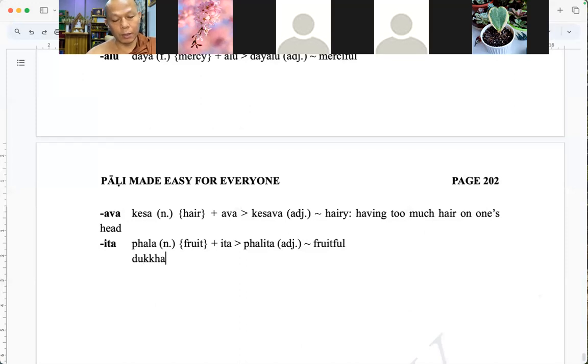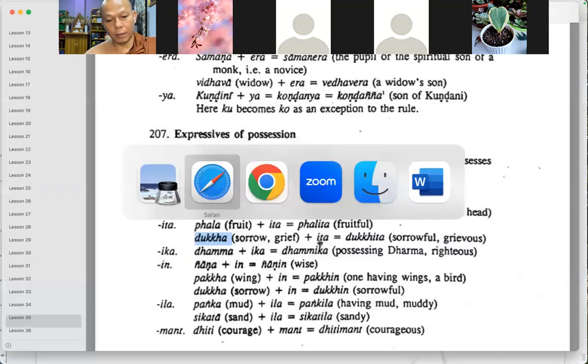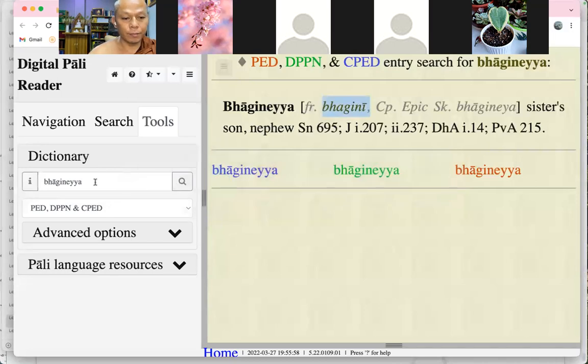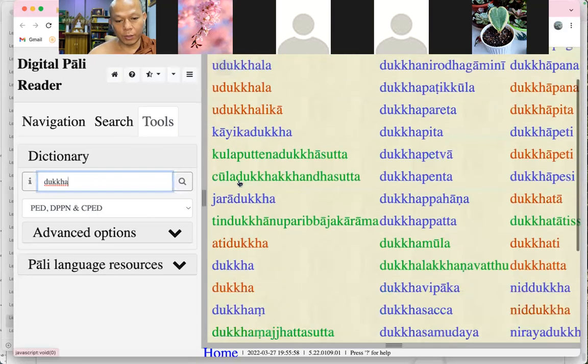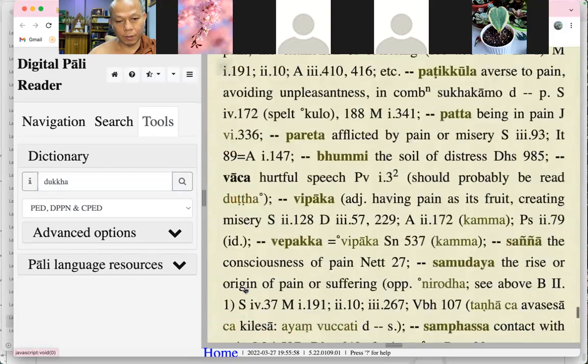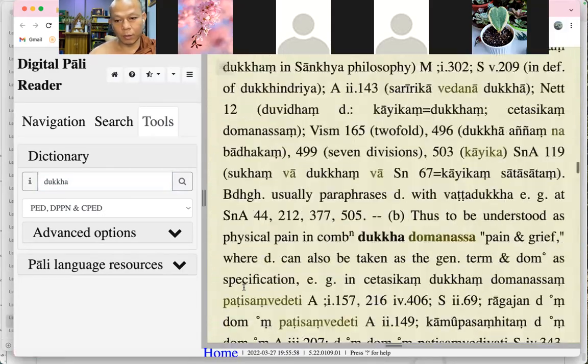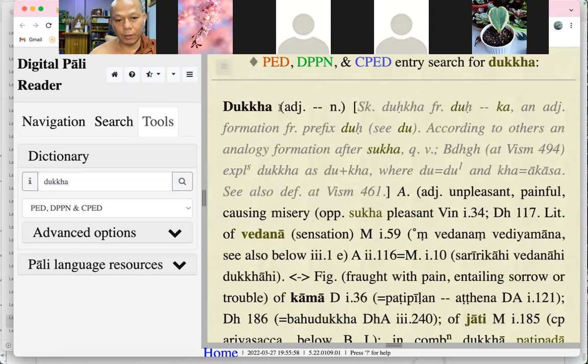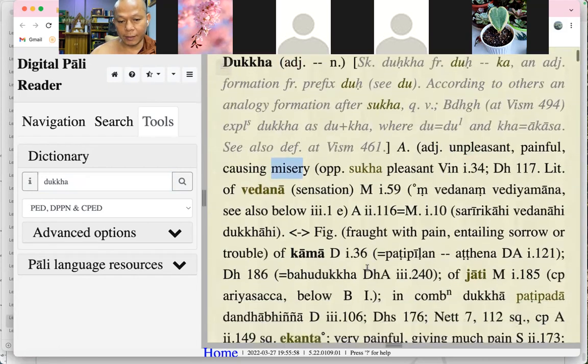So dukkha. Dukkha, as a noun, means suffering, pain. Originally it is an adjective, and also another one is a nutana. So as an adjective here, it means unpleasant or painful or causing misery in this way.